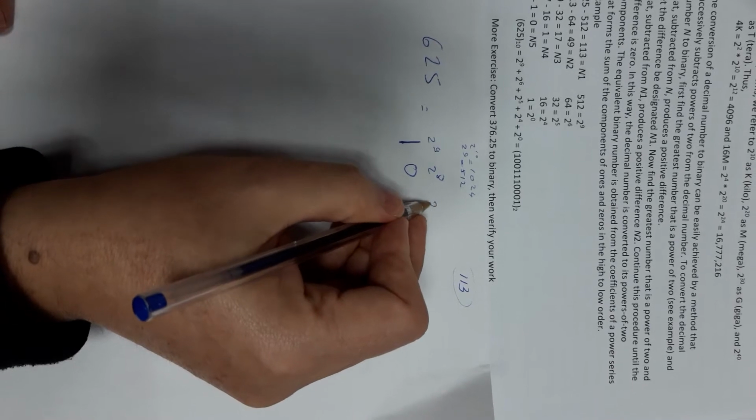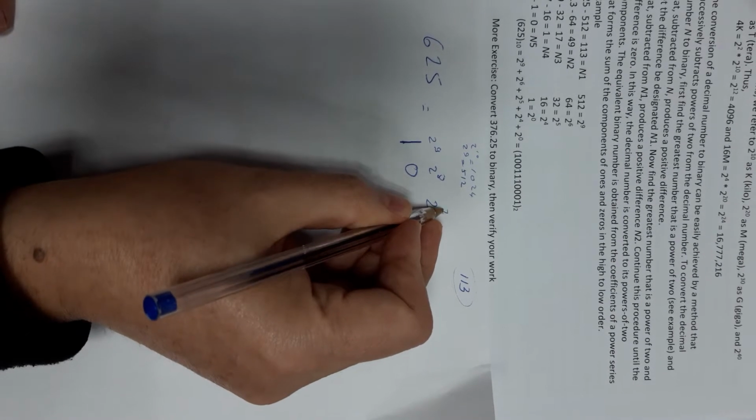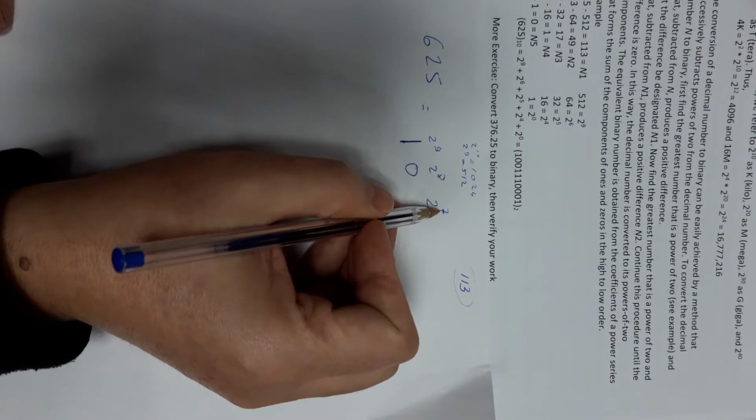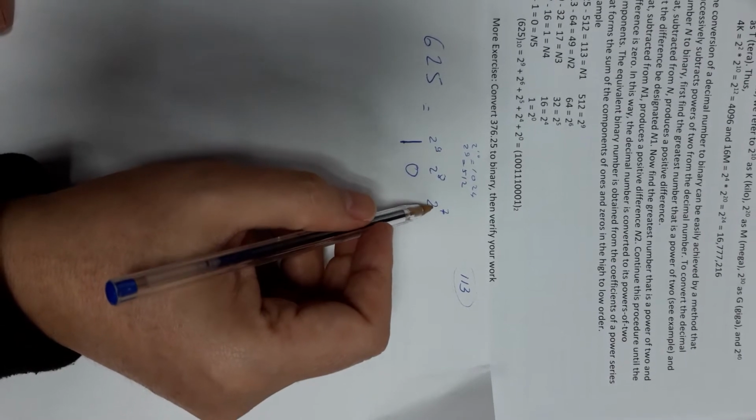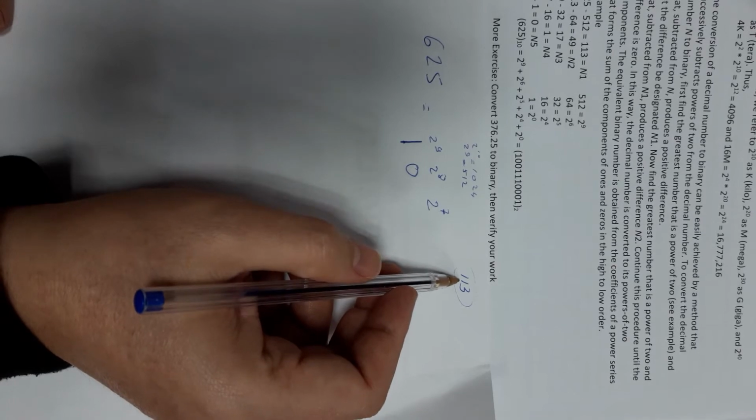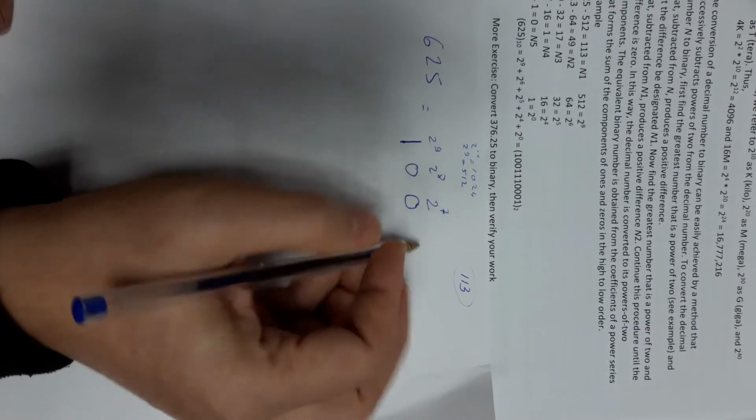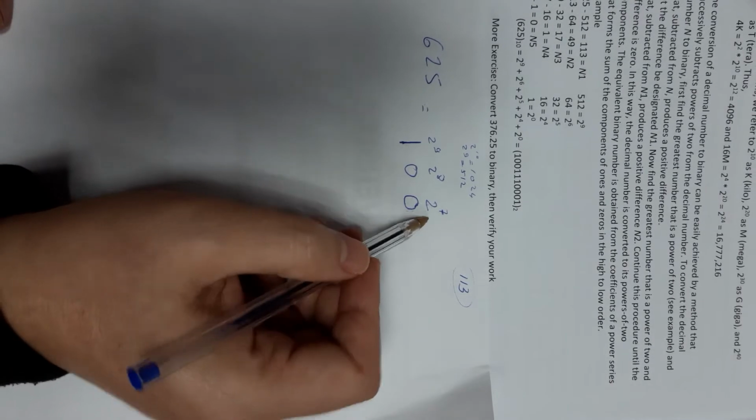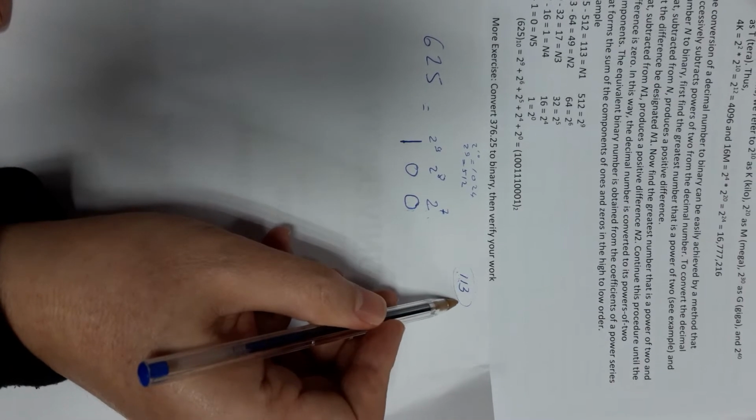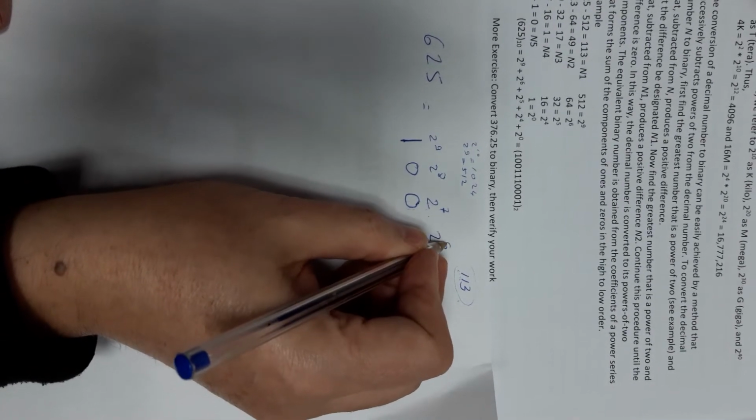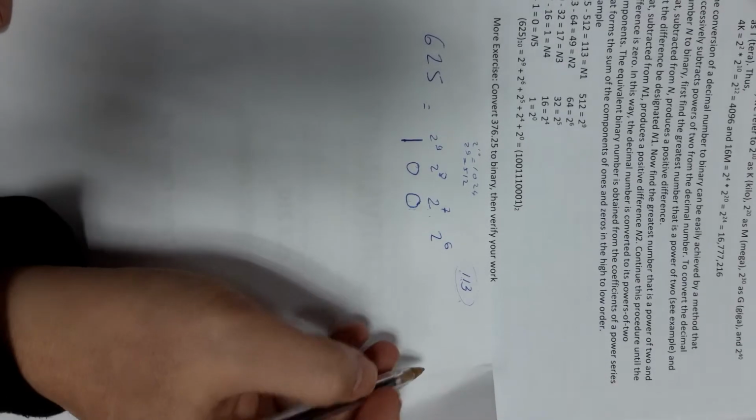I go to a lower power, 2 power 7, which is 128. Is 128 less than 113? No. So I put a 0. What does this mean? In my number, I still don't have 128. I still have only 113. I go to a lower power, 2 power 6. 2 power 6 is 64.